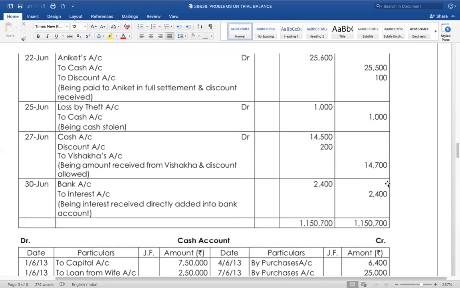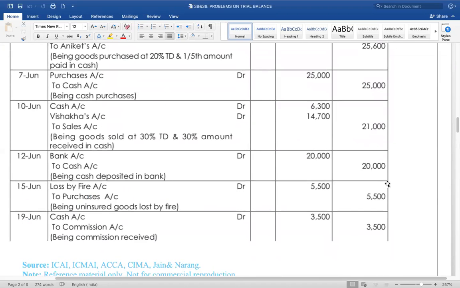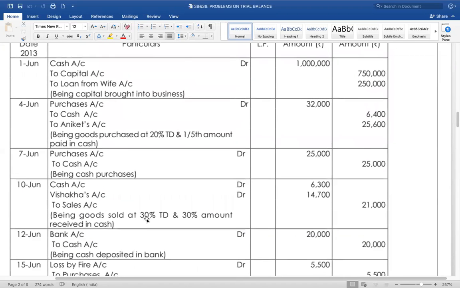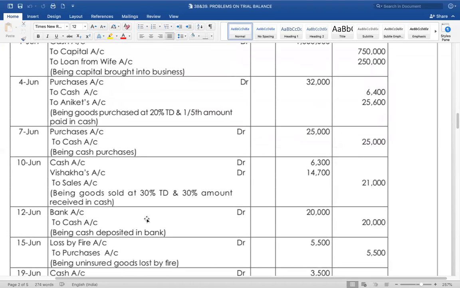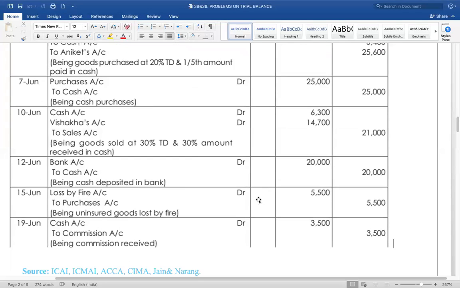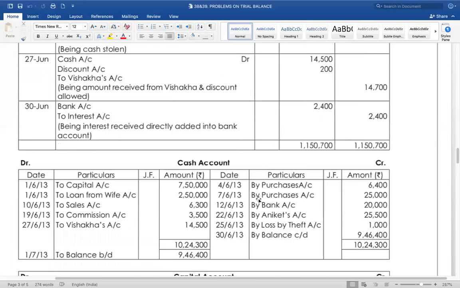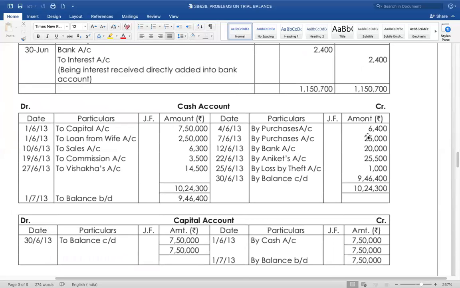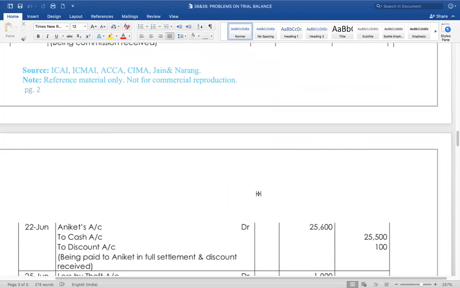Understand? Next is, first is over, fourth is over. Next, seventh, purchases to cash. By purchases again. Purchase account 25,000, debit to cash. In cash account, by purchases. Next.